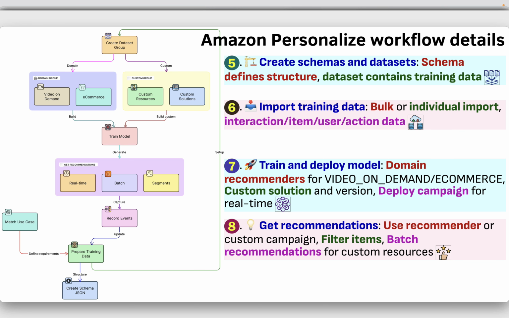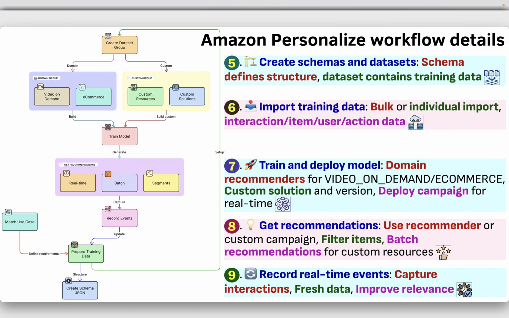Step number 8, you get the recommendations. Use your recommender or the custom campaign to get recommendations. You can use filters to include or exclude certain types of items from recommendations. With custom resources, you can also get batch recommendations or user segments without creating a campaign.